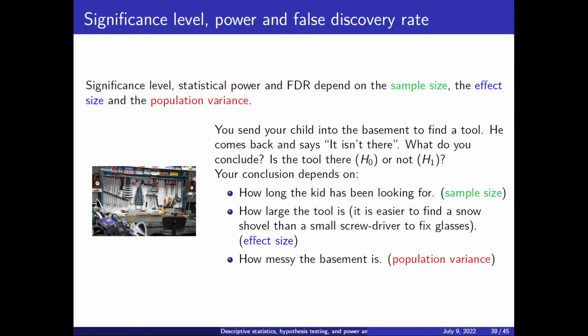Okay, now all this hypothesis testing reminds me of the following problem. There are 3 variables that are involved, that are the sample size, the effect size, and the population variance. And let's say that you are looking for a tool that is in your basement, and you send your child into the basement to find that tool, and then he comes back and says it isn't there. So what do you conclude? Is the tool there? That is the null hypothesis, or it is not?